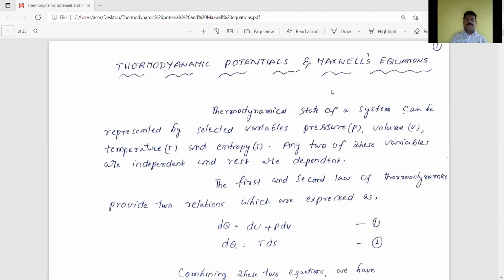In yesterday's class, we discussed thermodynamic potentials. In order to explain the thermodynamic state of a system, we need thermodynamic variables like pressure, volume, temperature, and entropy. But to explain the thermodynamic state of a system thoroughly or completely, along with the four thermodynamic variables, we need four thermodynamic potentials.